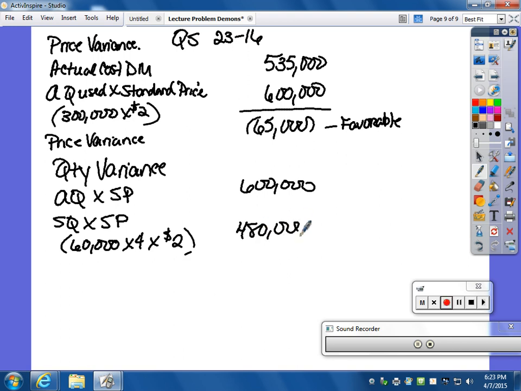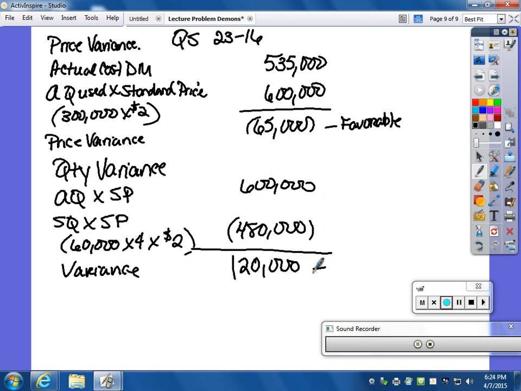Subtract the two. So another 20,000 variance. Favorable or unfavorable? One person says unfavorable. Does everybody else say the same? Or you just won't say anything? Unfavorable. Why?